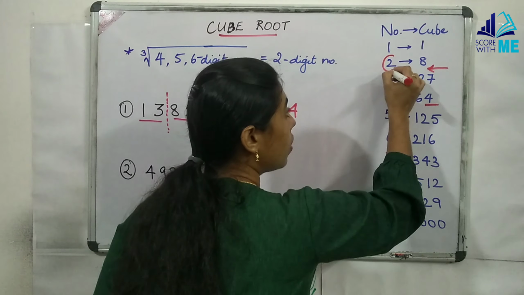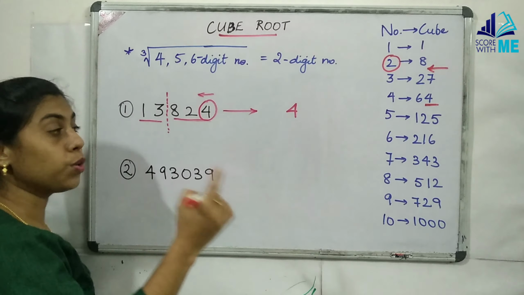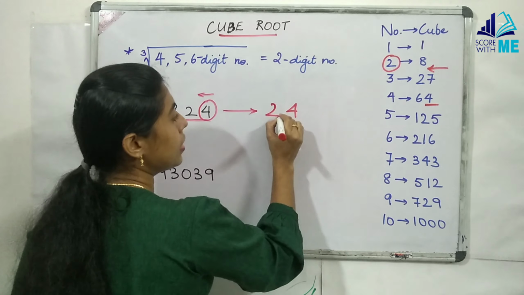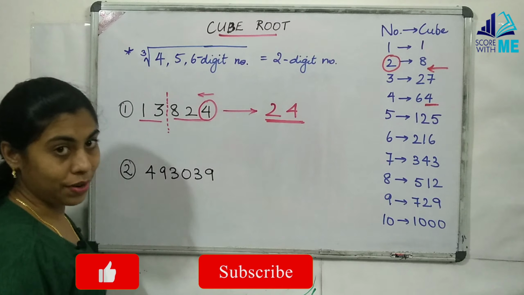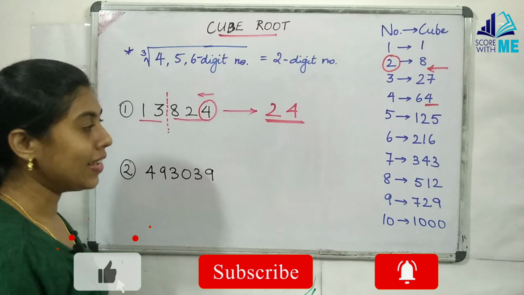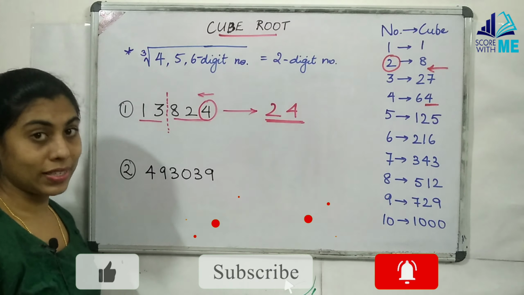So cube root, the smaller number. So 2 will come in its tens place. So 24 is our answer. See how easy it is? Now getting into the second question.